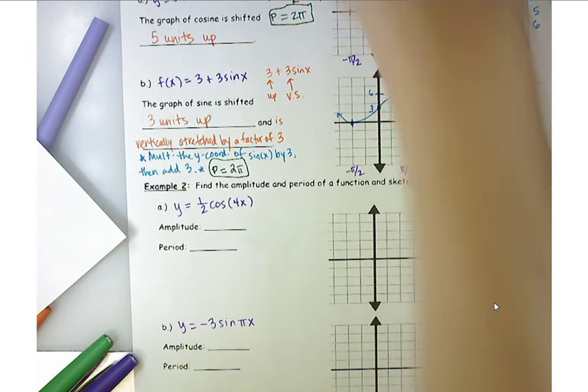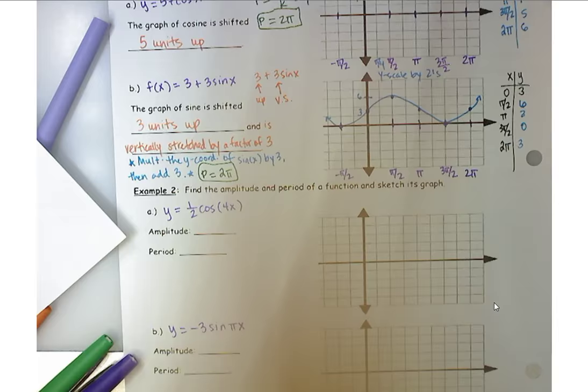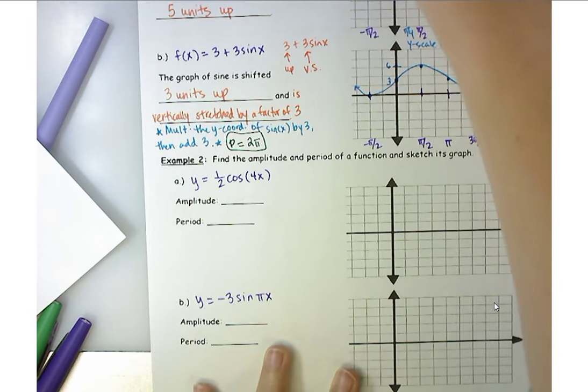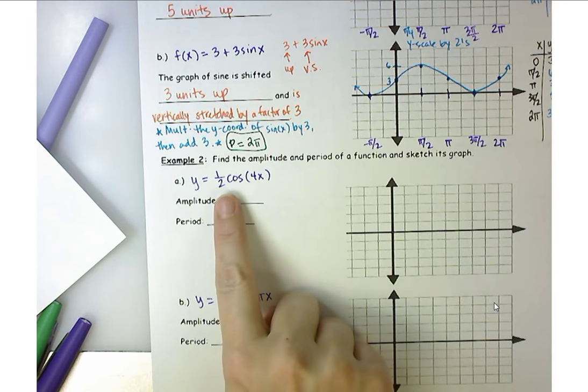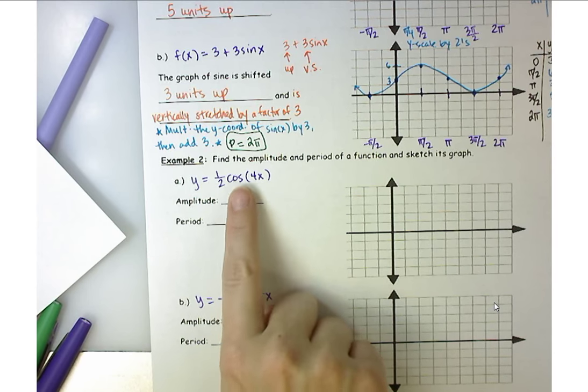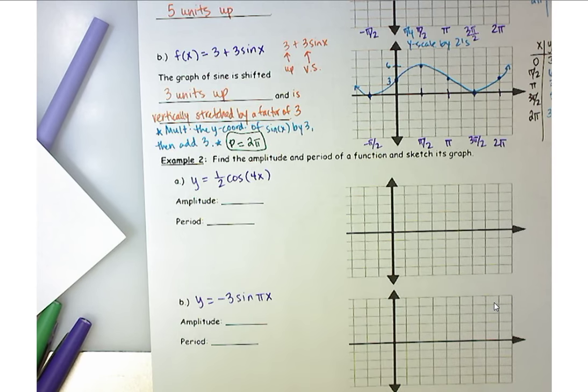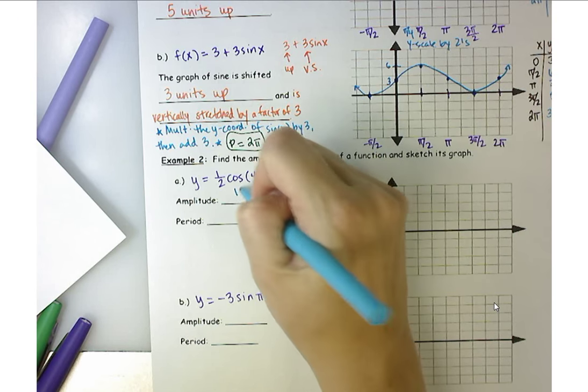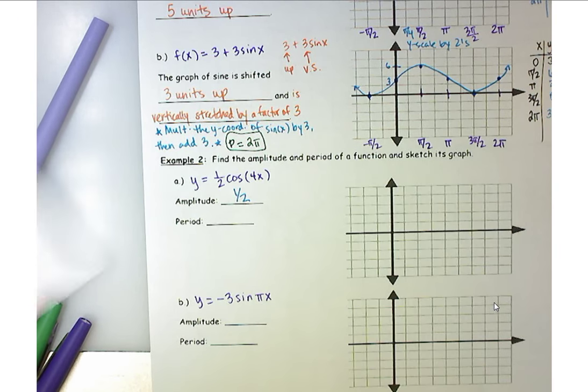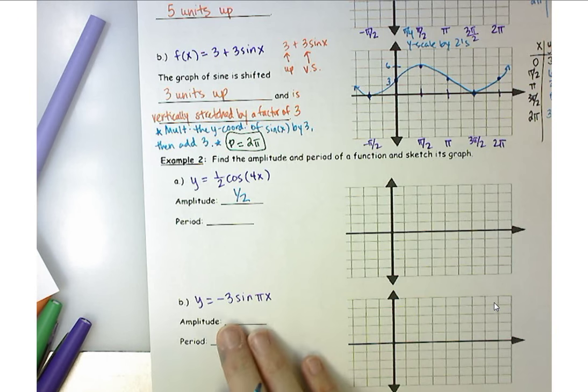Okay, and then for example 2, we're going to find the amplitude and the period. So the amplitude we talked about earlier is going to be the absolute value of the number that's in front of the function. So in front of this function is 1/2, my amplitude is 1/2. Okay, Sam, what do you think my amplitude is going to be for B?